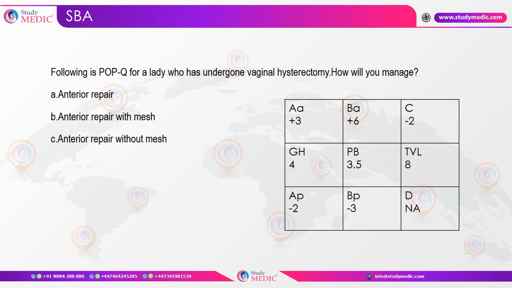So you are going to offer her an anterior repair without a mesh. Remember, in the UK these days, repair of the anterior wall or the posterior wall is always offered without a mesh. Okay.